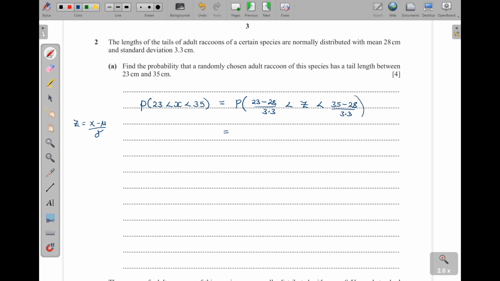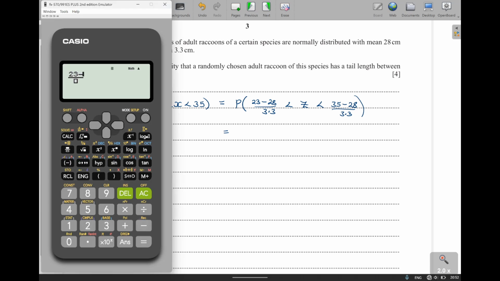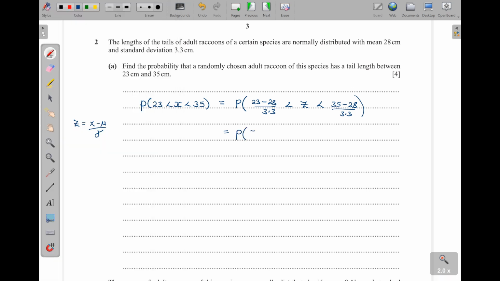When I put in the calculator, what do they give me? We have 23 minus 28, then out of 3.3. That one gives us negative 50 over 33. How about this one here? We have 35 minus 28 over 3.3. That is 70 over 33. So I can write probability of negative 50 over 33 less than z less than 70 over 33.